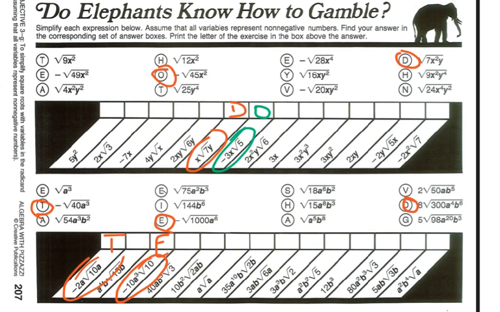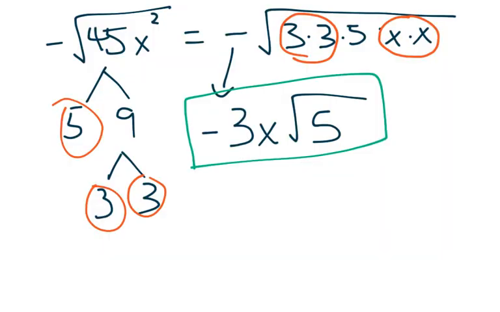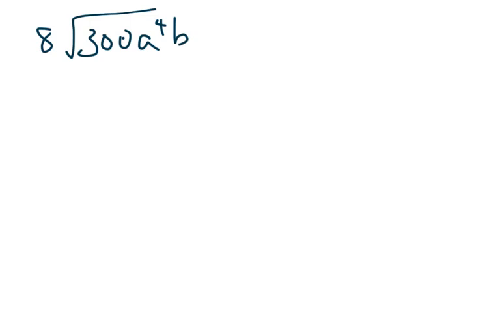So the last one that we're going to do is D over here. And it's 8 square root of 300 a to the 4th b to the 6th. I'm going to say that again. 8 square root of 300, a to the 4th, b to the 6th.